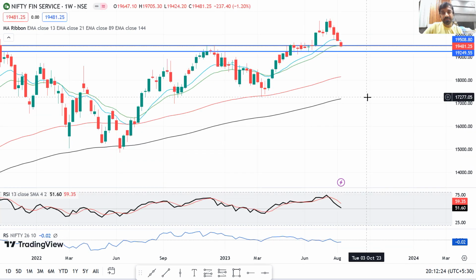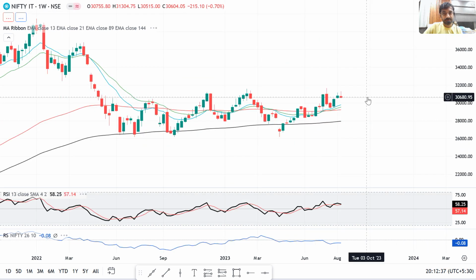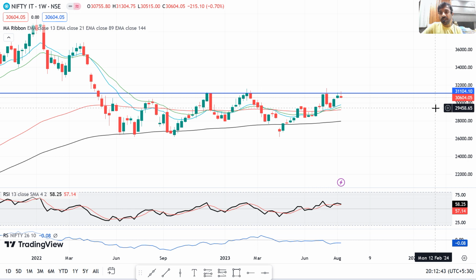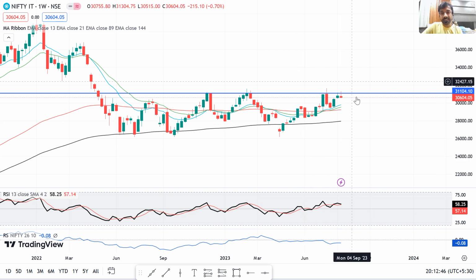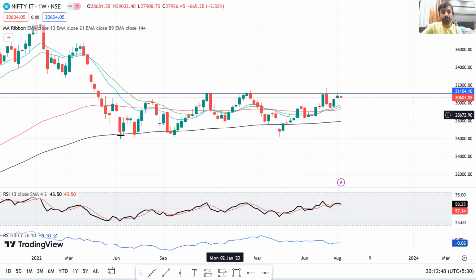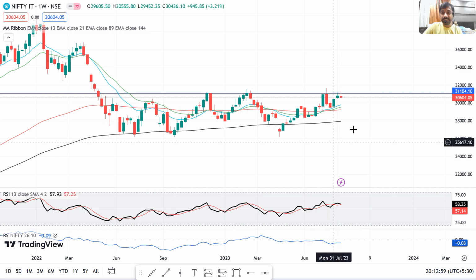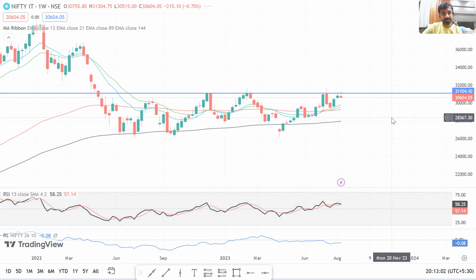For financial services, again, right at the support zone, the indexes might give a short bounce back, but there are no signs of buying in this for the next week. Nifty IT, as we discussed previously, this level 31104 is very important. If this level breaks on the upside, this is going to be an amazing thing. You can actually buy IT based mutual funds, you can buy IT stocks, and this might lead the next leg of upside for the index.